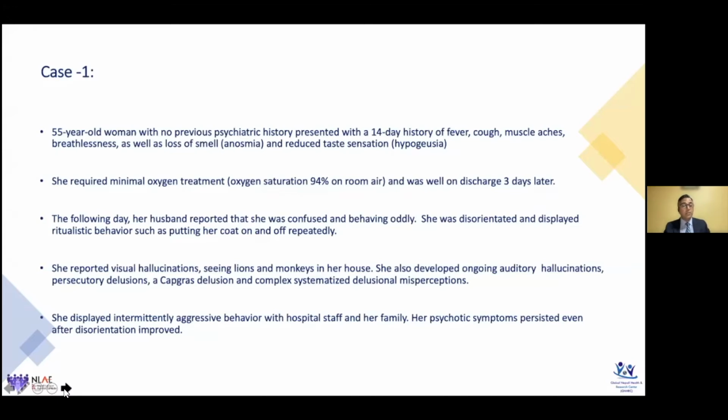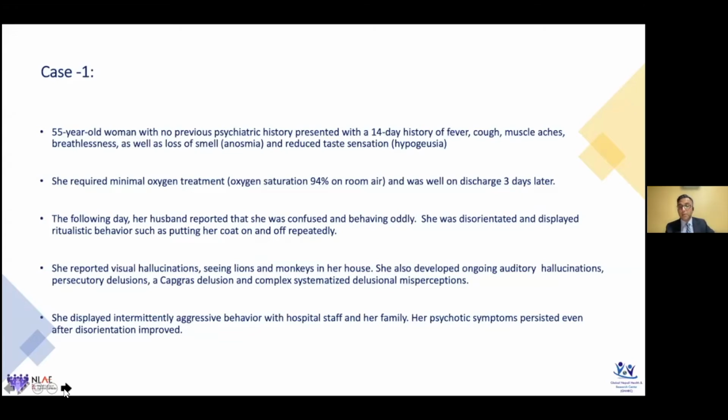Case 1 was about a 55-year-old woman with no previous psychiatry history who presented with a 14-day history of fever, cough, muscle aches, breathlessness, as well as loss of smell and reduced taste sensation. She required minimal oxygen treatment to 94% in room air and was well on discharge 3 days later. The following day, her husband reported that she was confused and behaving oddly. She was disoriented and displayed ritualistic behavior, such as putting her coat on and off repeatedly. She reported visual hallucinations, seeing lions and monkeys in her house.